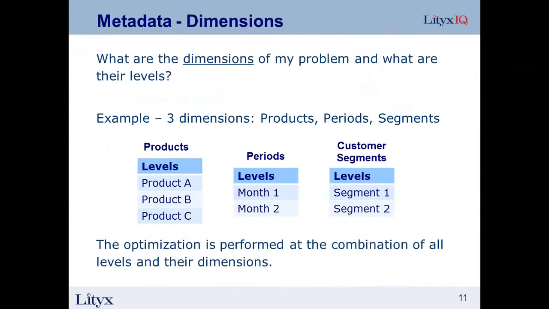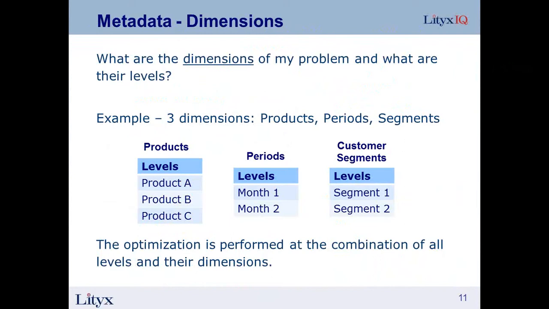So first, what we need to do is define the dimensionality of the problem. In other words, across which business dimensions do I need to make optimal decisions, such as a budget allocation? There might be one dimension or two or maybe many dimensions, maybe a dozen dimensions. As an example here, and an example that we'll continue to walk through in the following slides, let's say that we have three business dimensions of interest: products, periods, and customer segments.